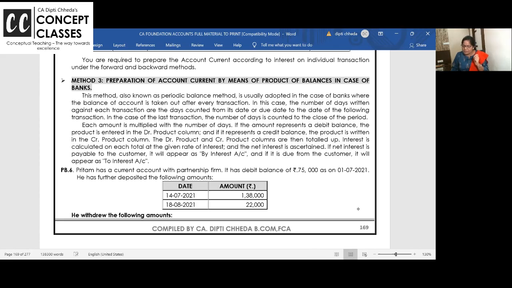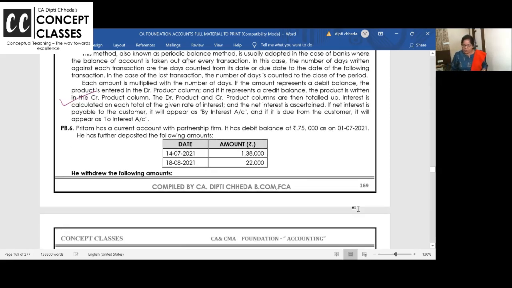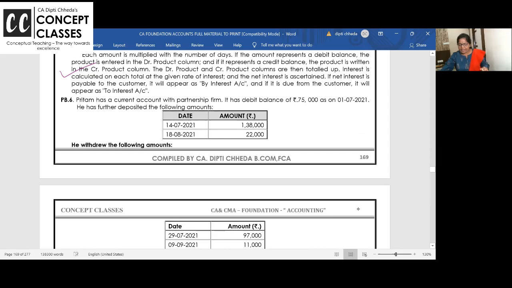Each amount is multiplied with the number of days. If the amount represents a debit balance, interest is calculated at the given rate. This whole procedure will be clear when we do one problem. It is a little easy but different. So you will do the problem with the last method. When will you do this? Generally in the case of banks where they calculate interest every day, and they will say in the exam to calculate accordingly, then do this method. Okay?